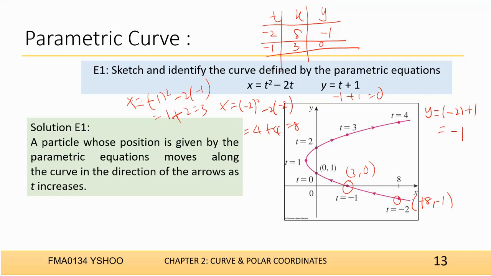Okay, so you can see that as the time increases, -2, -1 and so on, the curve is going this way. You see the arrow; this is called the orientation of the parametric curve. So what is this orientation? A particle whose position is given by the parametric equations moves along the curve in the direction of the arrow as t increases. If you look here, actually this one is a parabola.